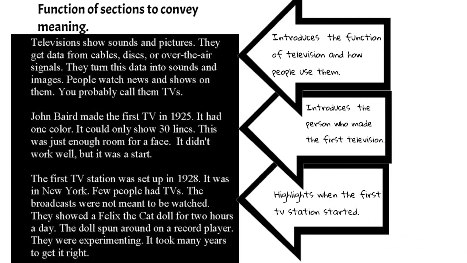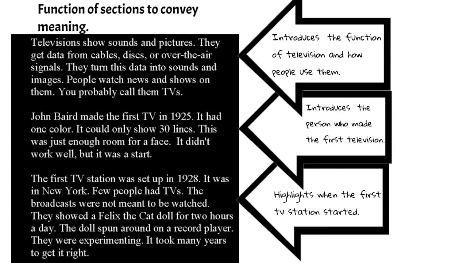So now, let's look at the second paragraph. John Baird made the first TV in 1925. That sentence seems like it's about to give me the history of television, but let's continue. It had one color. It could only show 30 lines. This was just enough room for a face. It didn't work well, but it was a start. So based on these details, based on these sentences, I see that this text section is there really to introduce the person who made the first television and how that first television operated.